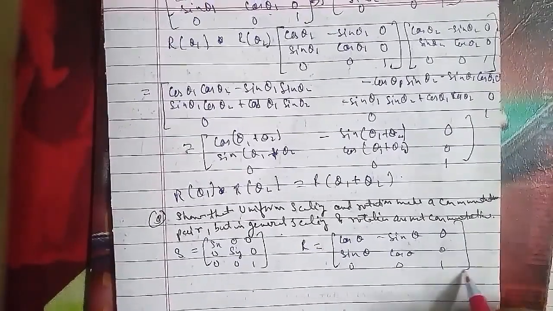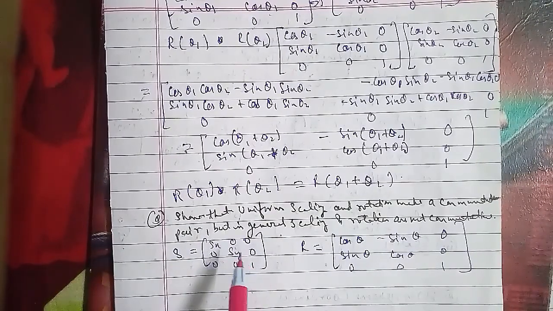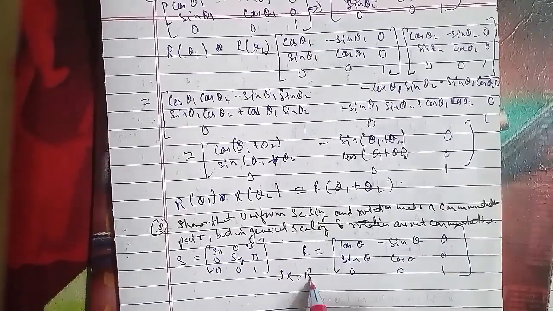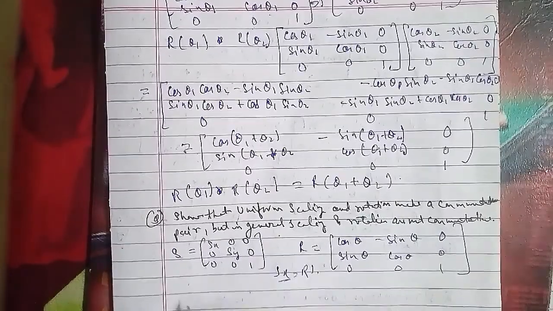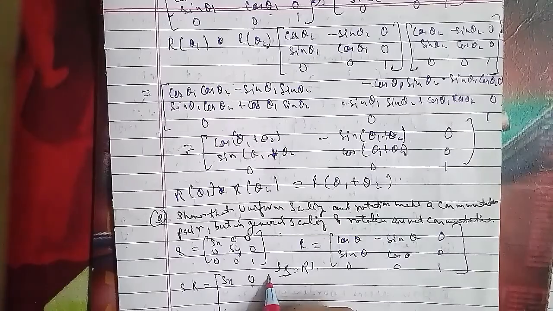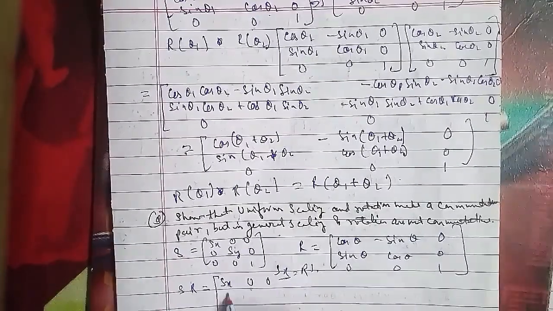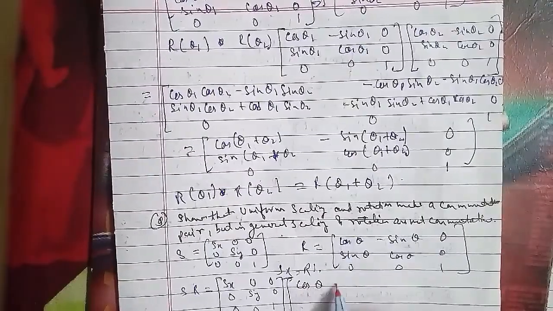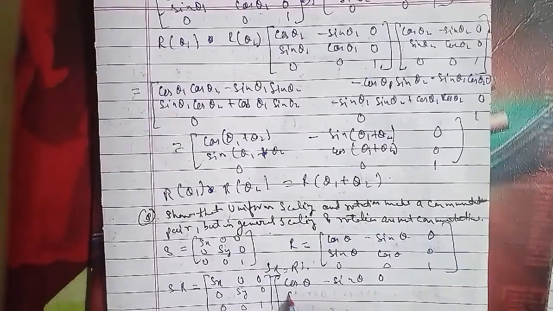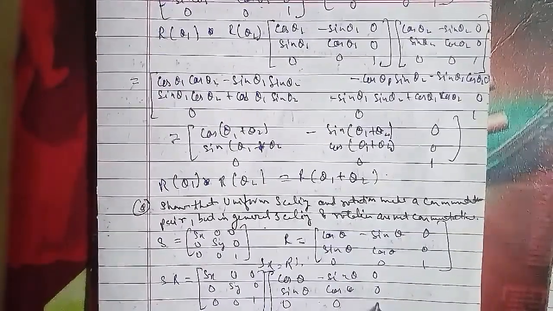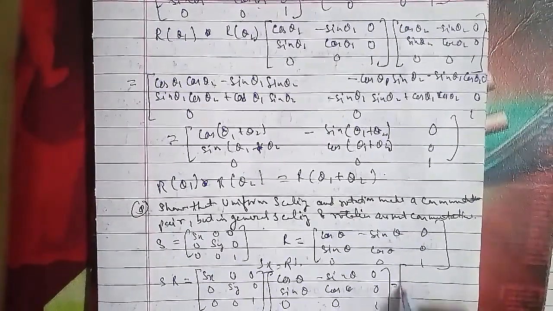Now taking the RHS side, that is RS. Here we have cos theta, minus sine theta, 0; sine theta, cos theta, 0; 0, 0, 1, times sx, 0, 0; 0, sy, 0; 0, 0, 1. For that we'll get sx cos theta, minus sy sine theta, 0; sx sine theta, sy cos theta, 0; 0, 0, 1.